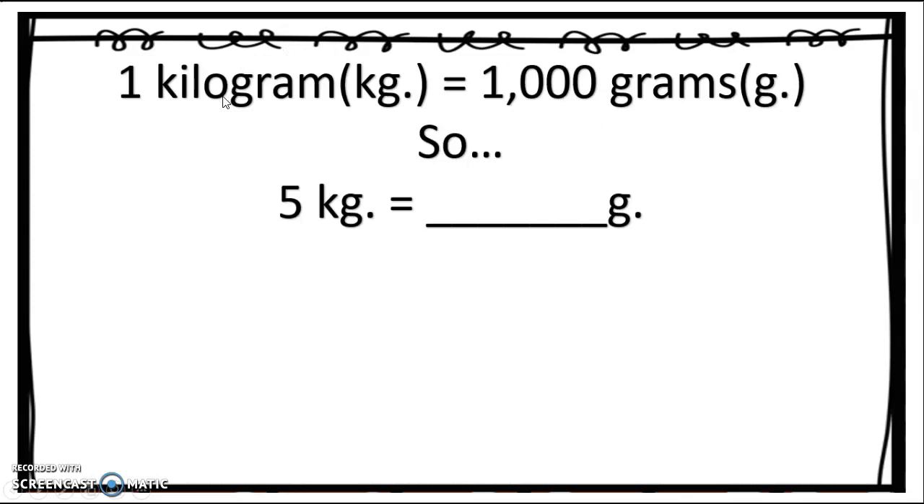1,000 grams equals 1 kilogram. So I have to multiply by 1,000 to go from kilograms to grams. So if I have 5 kilograms and I multiply by 1,000, 5 kilograms are equal to 5,000 grams. 3 zeros, 3 zeros.